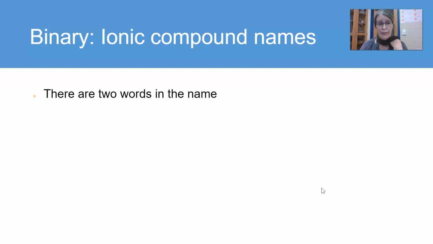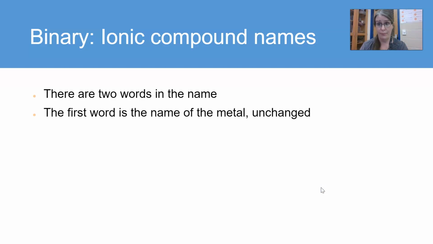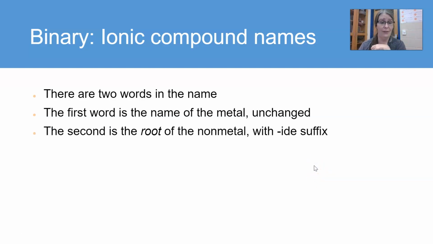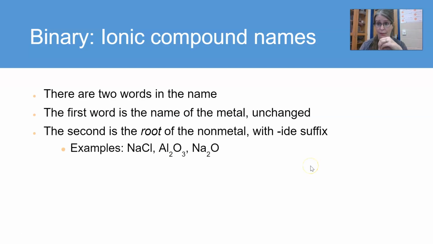It's a two-word name. The first word is the name of the metal. You don't do anything to it. You just write down the name of the metal. So look at the periodic table, find the element, write it down. The second word does get a change. For the anion in this compound, we use the root of the nonmetal with the ide suffix. So if you've heard table salt, well, that's NaCl, and the name of that is sodium chloride. We take the chlorine and we make it chloride to show that it is the anion.